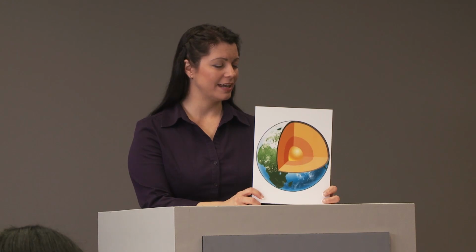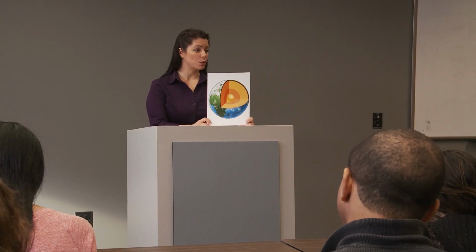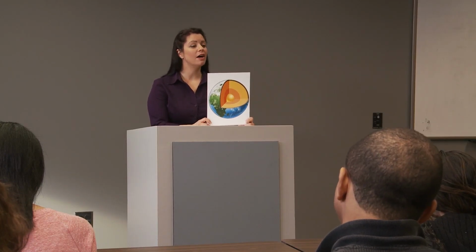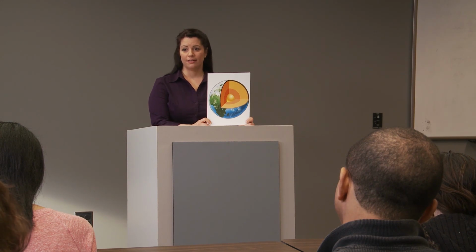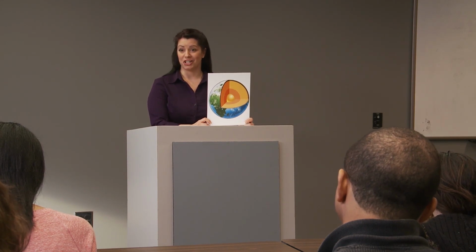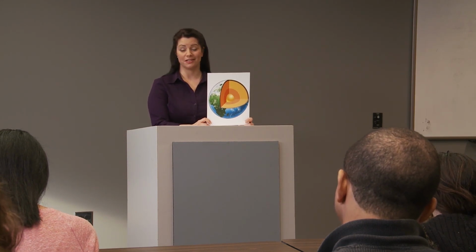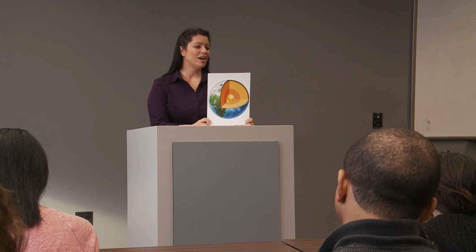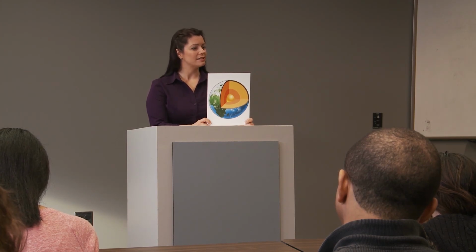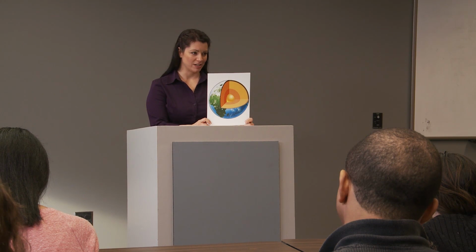There are two kinds of crust, oceanic and continental. Oceanic crust is all of the crust that is covered by Earth's oceans. Actually, most of Earth's crust is oceanic because most of Earth's surface is covered with water. Continental crust is the part of the crust that makes up Earth's land areas.